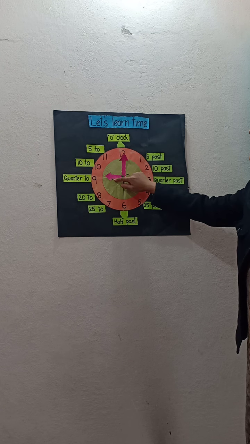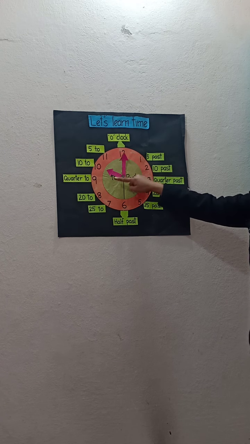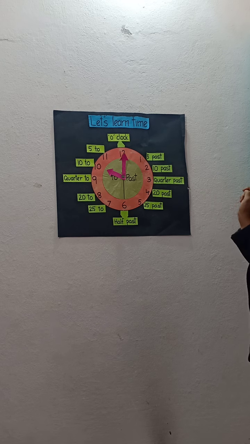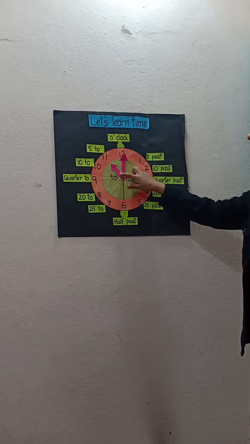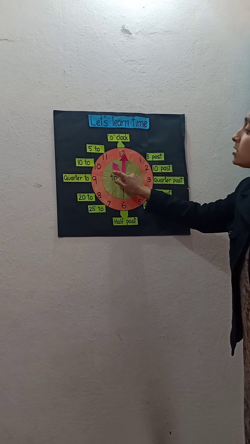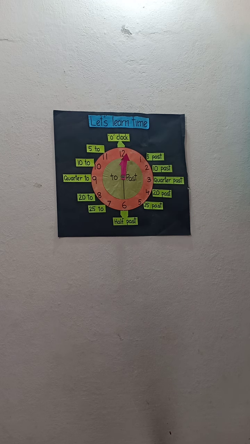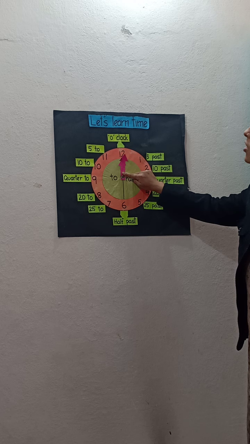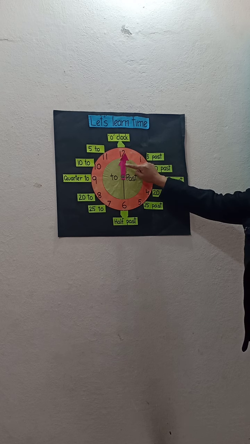And if the short hand is on 10 and the long hand, the minute hand, is on 12, the time will be 10:00. If the short hand is on 11 and the long hand is on 12, the time will be 11:00. If the short hand is on 12 and the long hand is on 12, then what will the time be? The time will be 12:00 because the short hand is also on 12 and the long hand is also on 12. Both hands are on 12. So, the time will be 12:00.